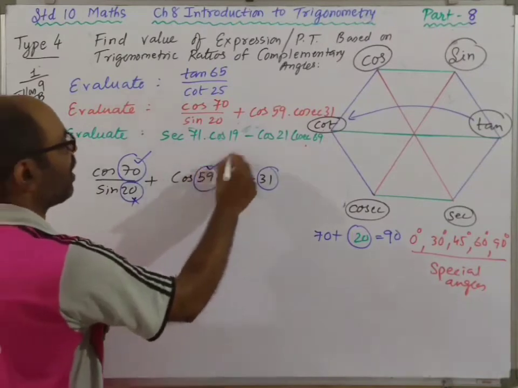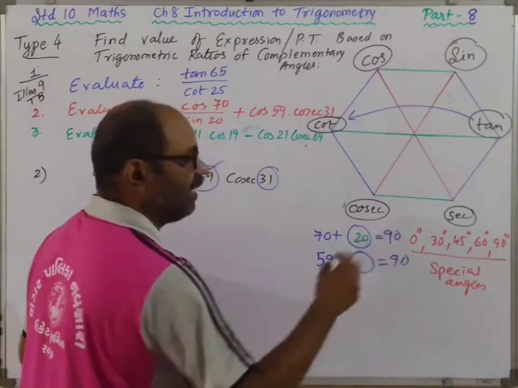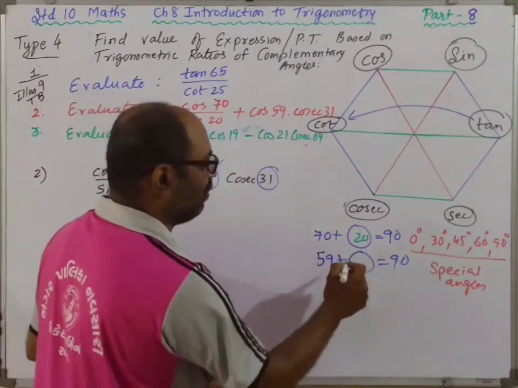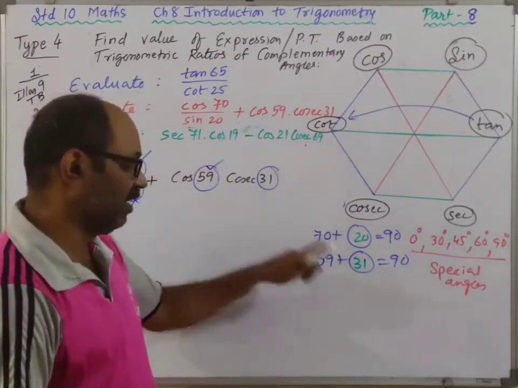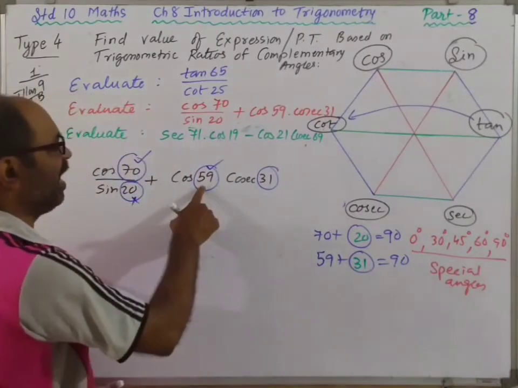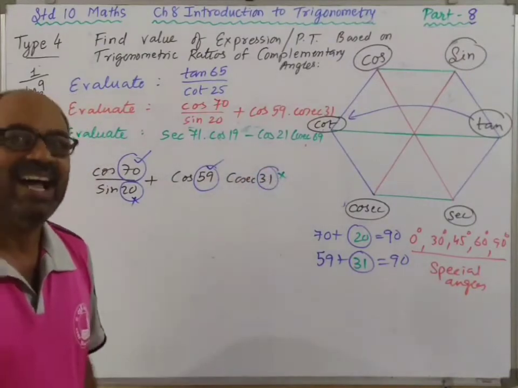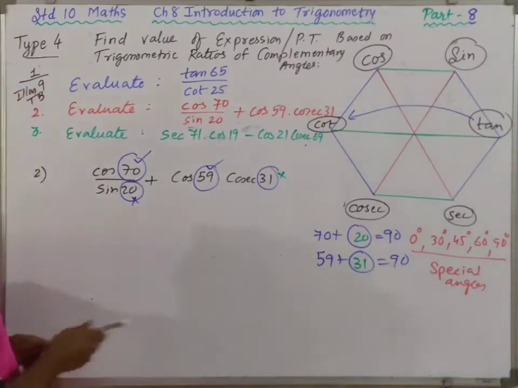So next I come across 59. 59 plus what is 90? That means what is the complementary of 59? So 90 minus 59 gives 31. So 59 and 31 are complementary. So 59 I am going to change, but not 31. It will remain as it is. Have you followed? Why? You will realize the importance very soon.